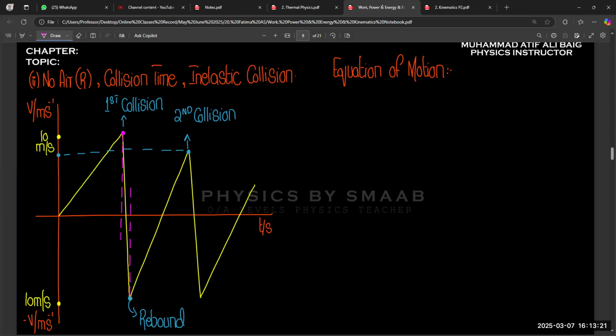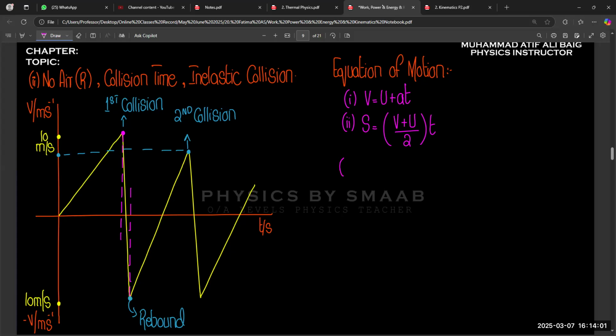So the first one is v equals u plus at: final speed is equal to initial speed plus acceleration into time. Second, s equals (v plus u) over 2 times t. So this v plus u over 2 represents average speed: initial plus final divided by 2, so it means average speed or velocity.